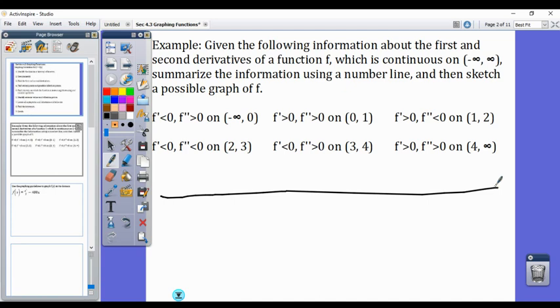So in this case, I'm noticing my interval, the first thing that they give me goes from negative infinity to 0, then 0 to 1, 1 to 2, 2 to 3, 3 to 4, 4 to 8. So pretty much 0 through 4 are my numbers. 0.